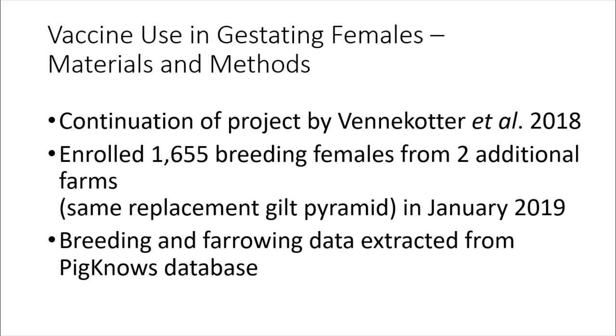Going back, following up on the additional study from Abby, again, it was continuation of her original project. She came back and enrolled 1,655 breeding females from 2 additional farms in the same replacement gilt pyramid. And I will mention the multiplier case that I mentioned earlier is the multiplier that sources the pyramid that all of this we've been evaluating in. So all of these herds I've mentioned are within that multiplier pyramid that had the neonatal neurologic disease.